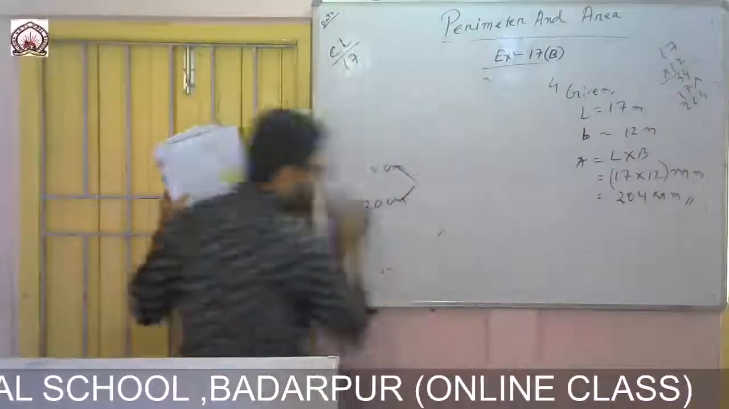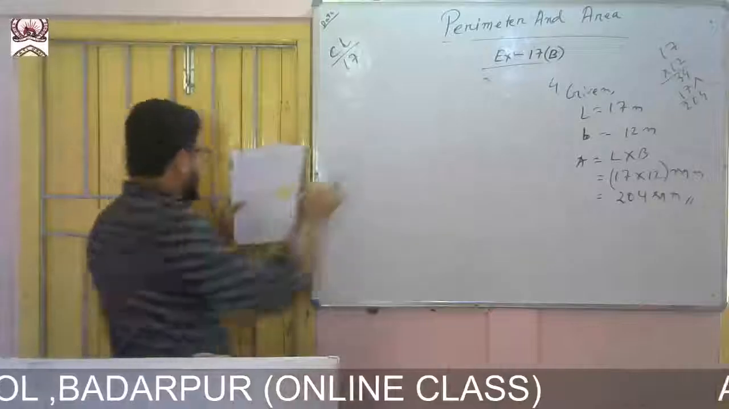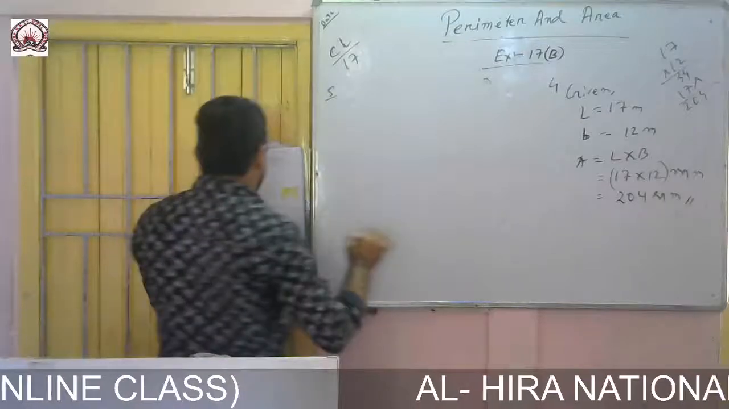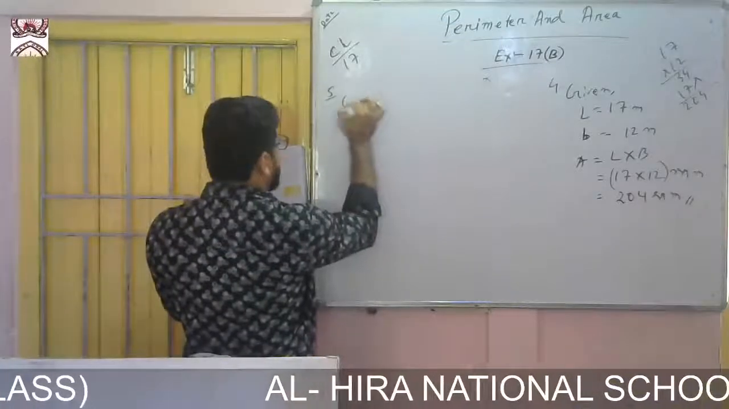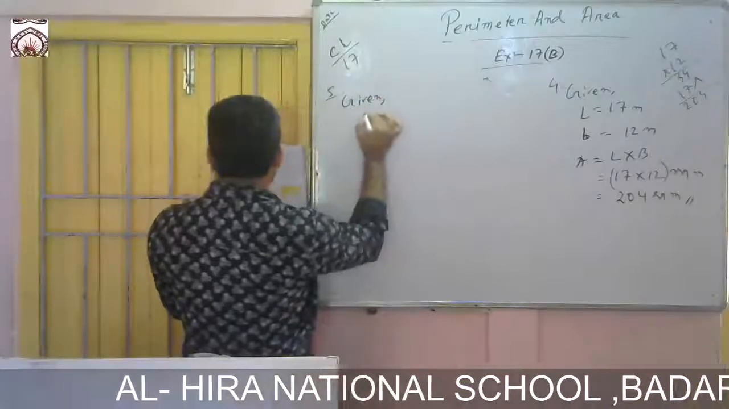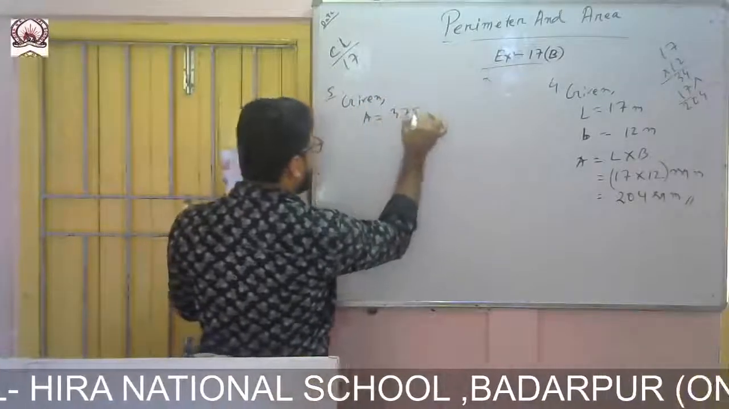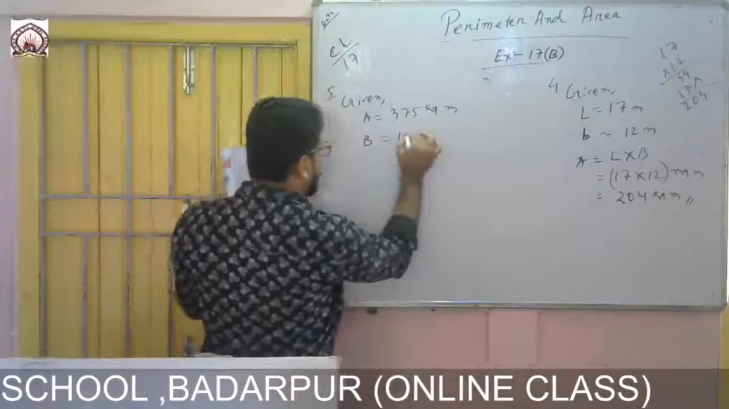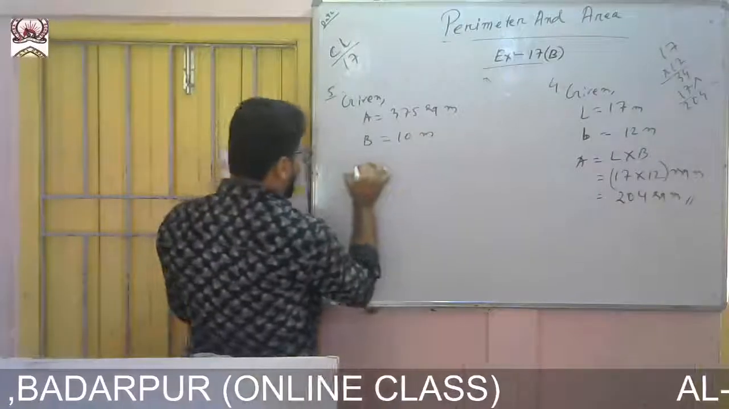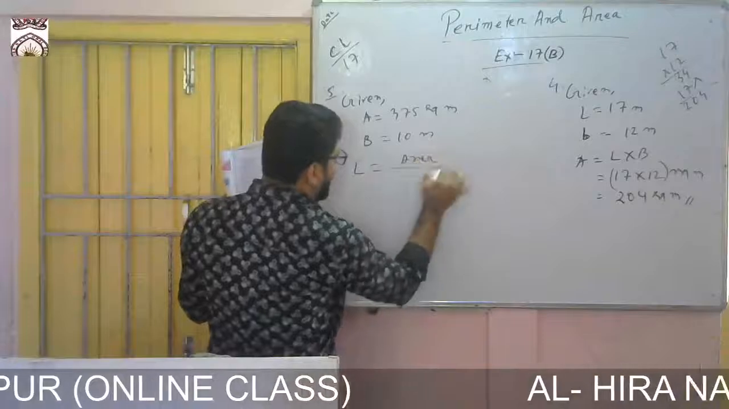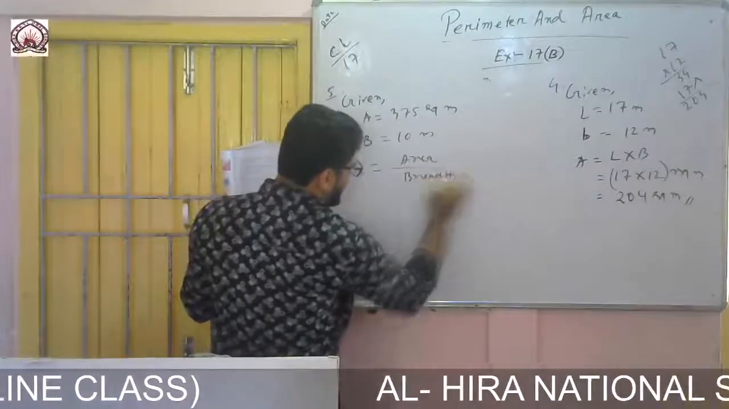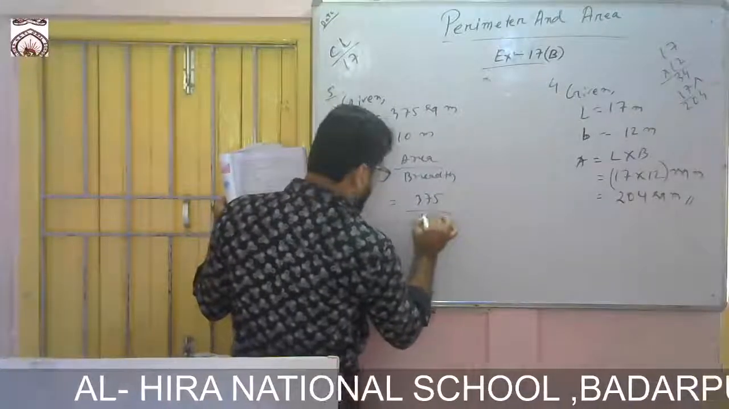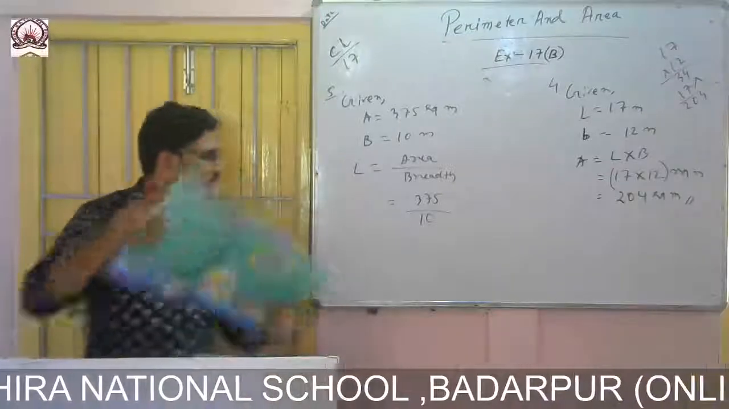Now come to question number 5. Find the length of each rectangle from its area and breadth. It is like earlier. Given: area equals 375 square meter, and breadth equals 10 meter. Therefore find length. Length equals area by breadth. So area by breadth: 375 by 10.